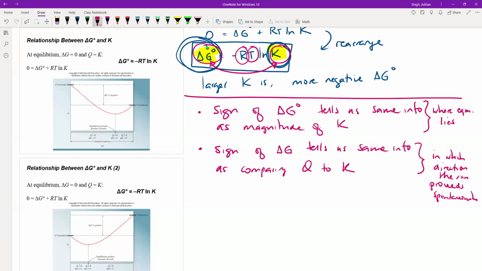So it's not much of a difference in terms of the notation with that little degree sign there for the standard conditions. You can use one or the other. Delta G naught tells us where the equilibrium lies.